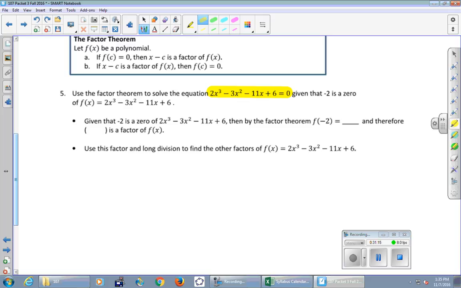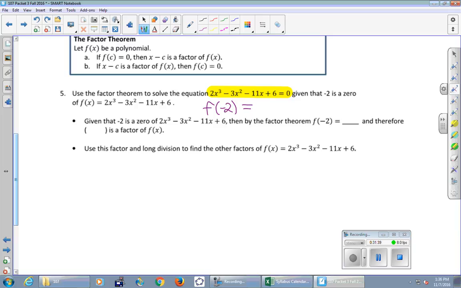The something else that we need is a way to open the door here. And if we just read right after that highlighted thing, we're given that negative 2 is a 0 of that function. Okay, well, first of all, let's see if we believe that. f of negative 2, let's find it.